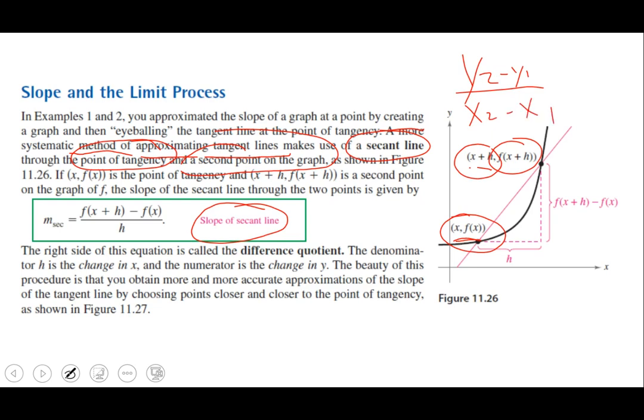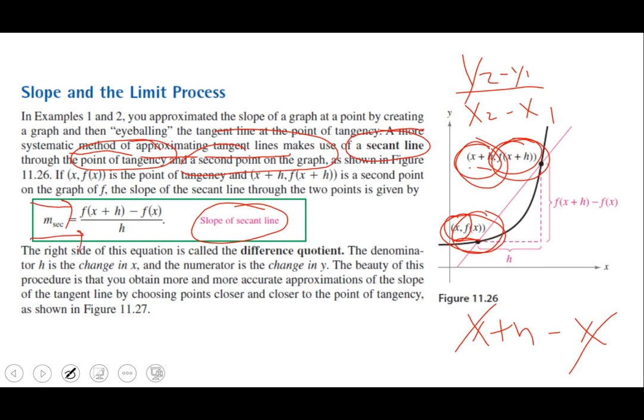And of course, if you look at your 2 ordered pairs, here's your y2, f(x plus h). Here's your y1, f(x). That's how we get the numerator. Then you would do x2, which is x plus h, minus x1, which is x. And then, of course, the x's would cancel, which is why you're simply left with an h in the denominator.